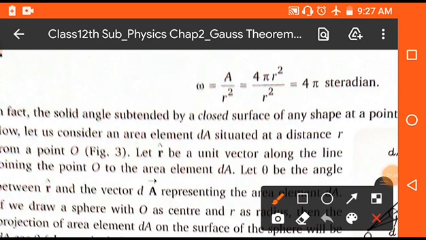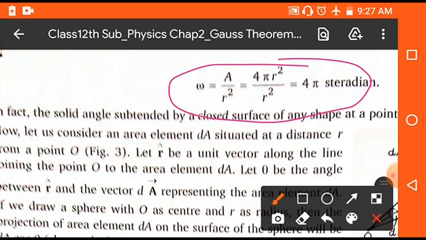So you can see that omega is equal to A upon r square, and A is 4 pi r square because it is the area of a sphere, upon r square. That means we get 4 pi steradian. Then we can say that omega is equal to 4 pi.